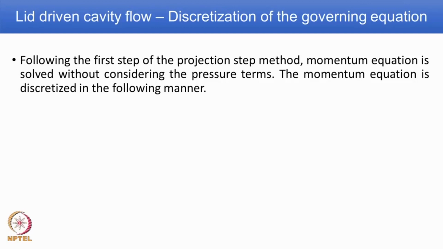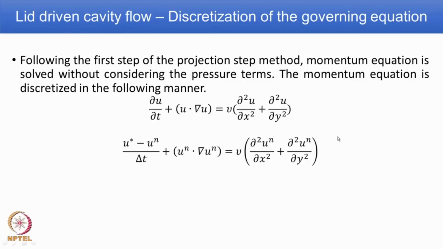We follow the projection step method. So, the momentum equation is solved without considering the pressure term. The momentum equation is discretized in the following manner. We will explain first with the help of the u momentum equation. The procedure is the same for the v momentum equation. So, the u momentum equation after neglecting the pressure term is written here. We need to discretize, and the discretized equation is as shown here.